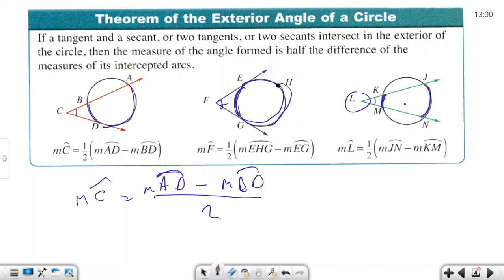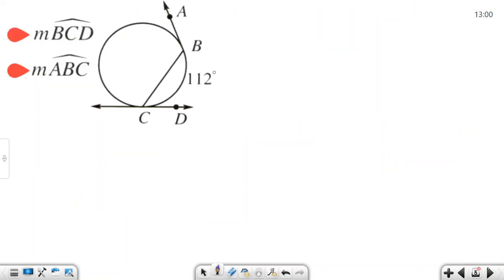So be careful here, we all the time use the arcs inside the angle, not this one, not that one, not that one. Careful, we use all the time the arcs inside the angle.